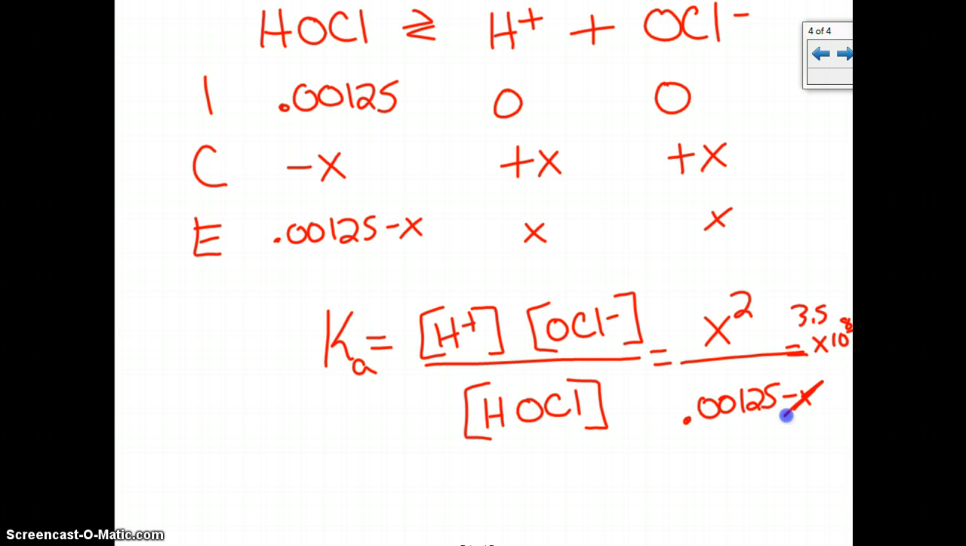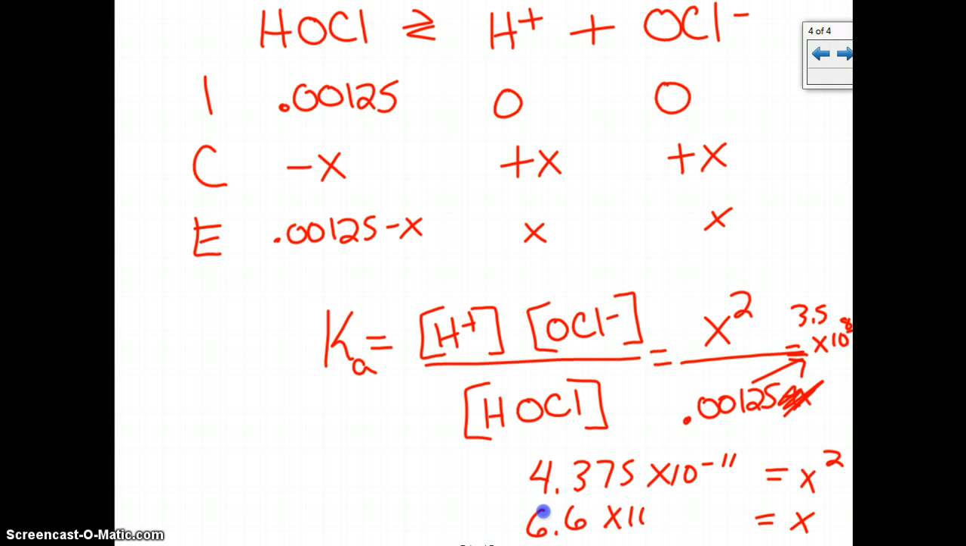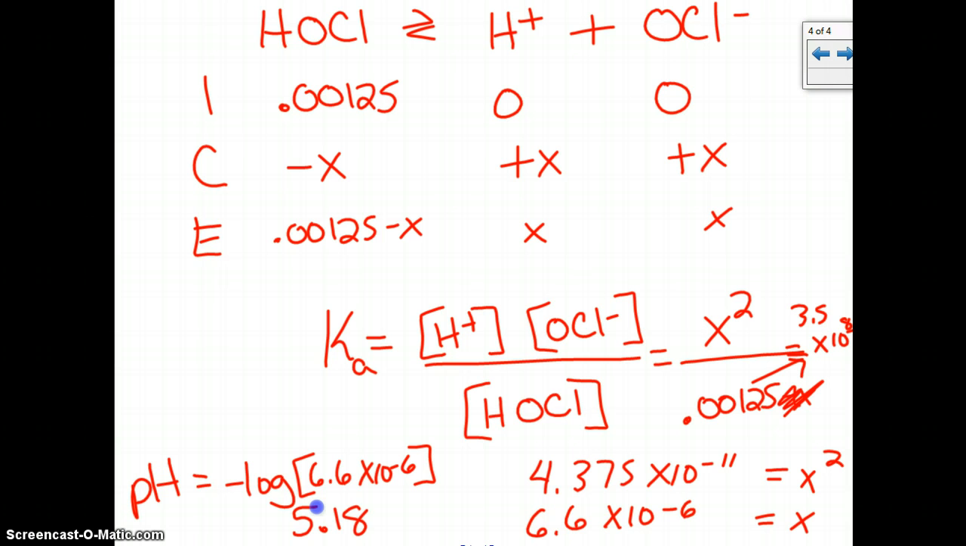Okay, so really, really tiny, so I can cross out my x. So I'm going to do 3.5 times 10 to the negative 8, cross multiplied by 0.00125, and I get 4.375 times 10 to the negative 11th is equal to x squared. Take the square root, and my x value is 6.6 times 10 to the negative 6th. Now the x is the concentration of my H plus, so if I do pH equals the negative log of 6.6 times 10 to the negative 6, I get the pH, which is 5.18. Okay?